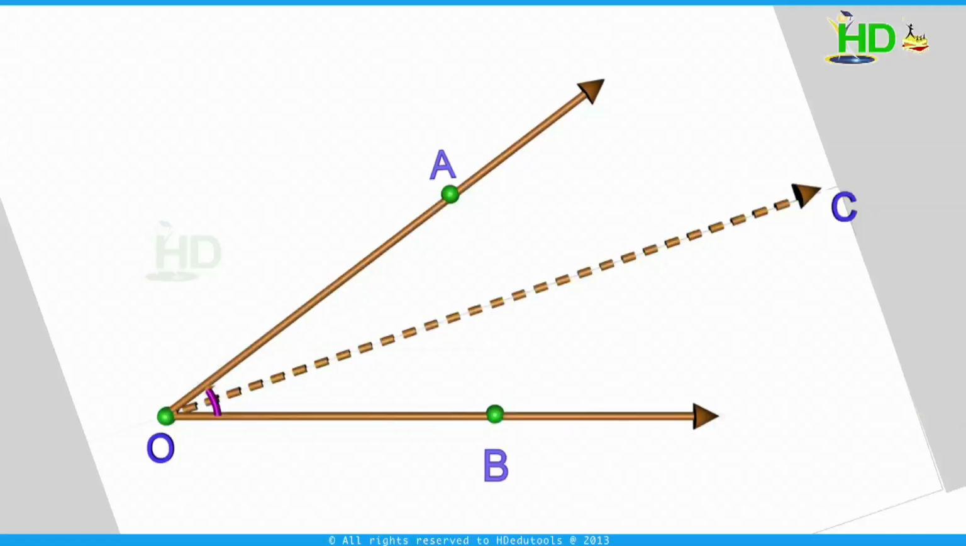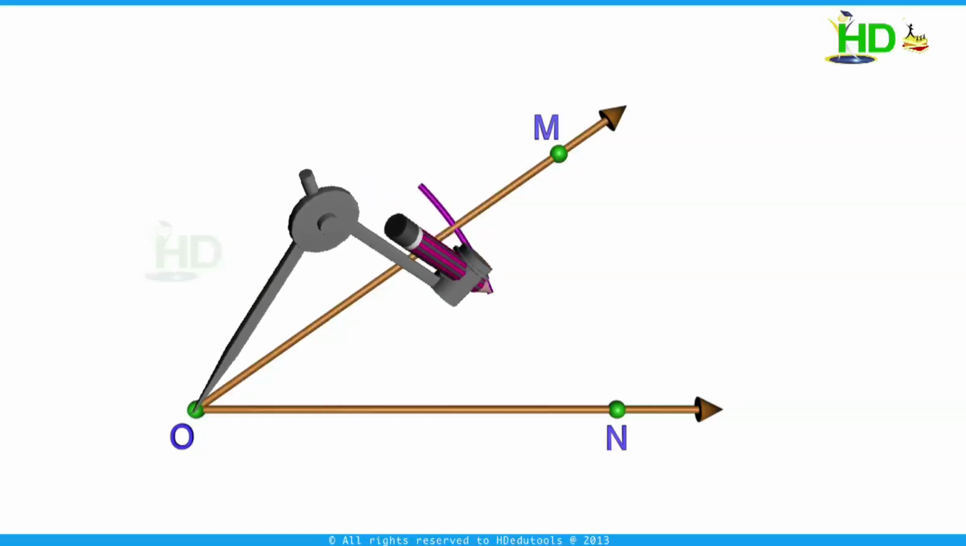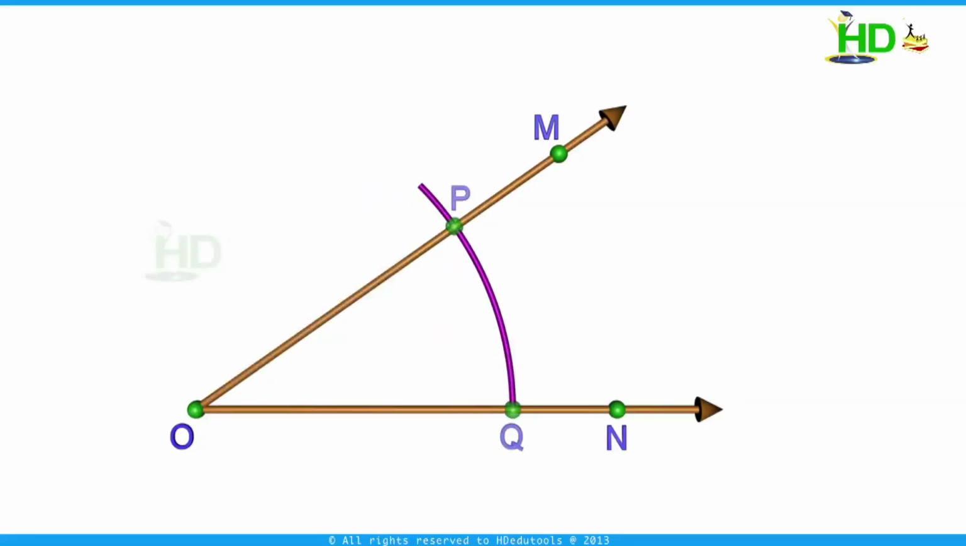If you cannot fold the paper, then how to draw? Let us consider angle MON. This is the given angle. We have to construct angular bisector for this. Now with O as a center, with any convenient radius, draw an arc using compass. This arc PQ cuts OM at P, ON at Q.